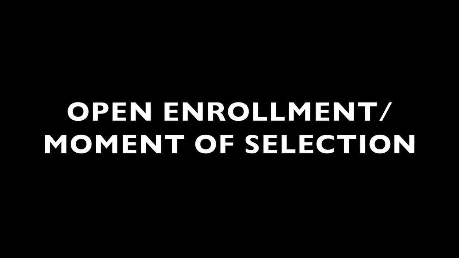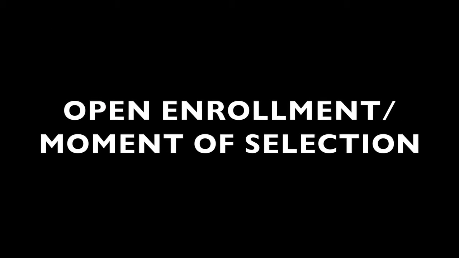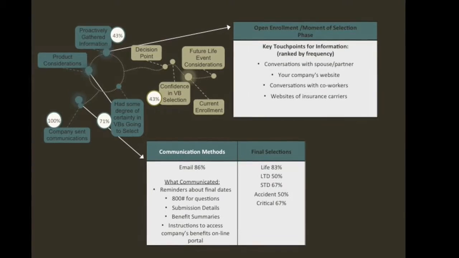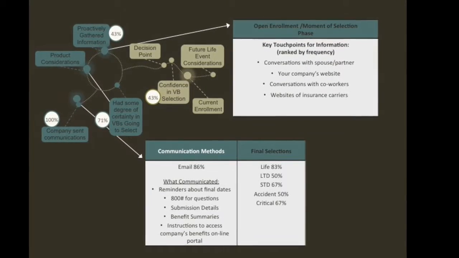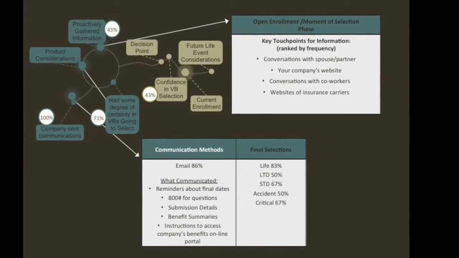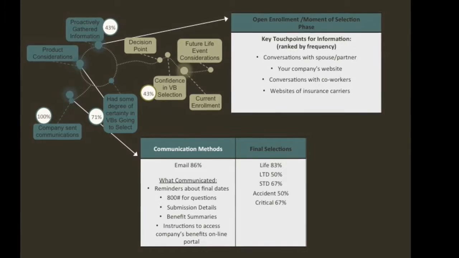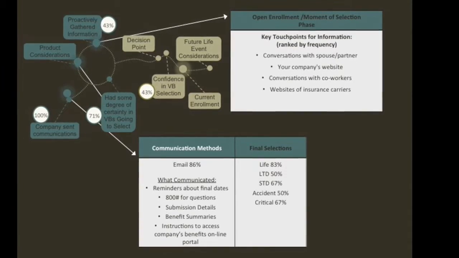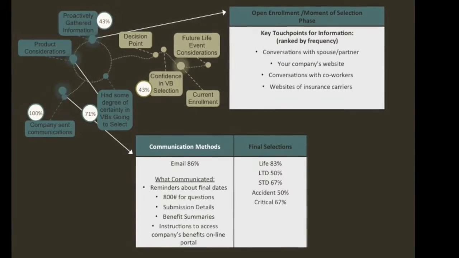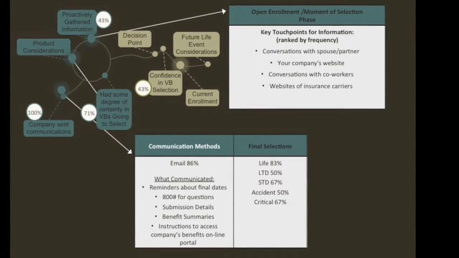Now, let's compare the open enrollment phase with these previous two phases. Again, an email announcement is the predominant method of communication, and people really are starting to look at their voluntary benefits. They're still having conversations with their spouse, looking at the company website, talking to their coworkers, and looking at the website of insurance carriers for more information on these benefits.